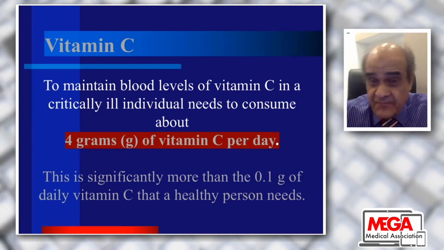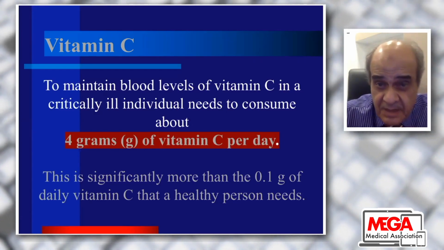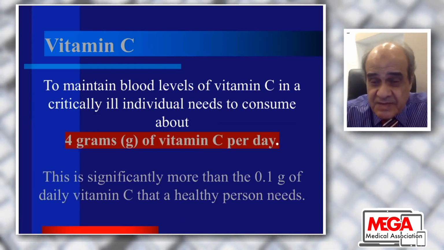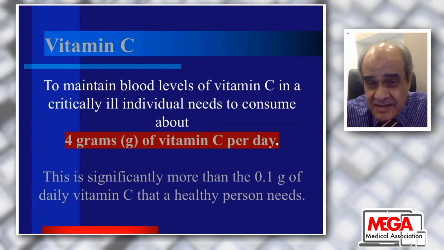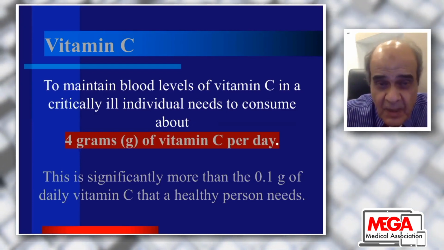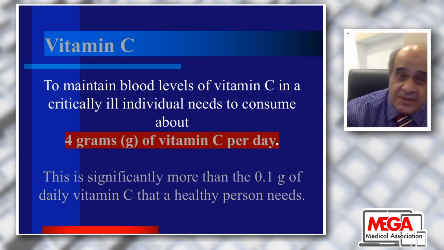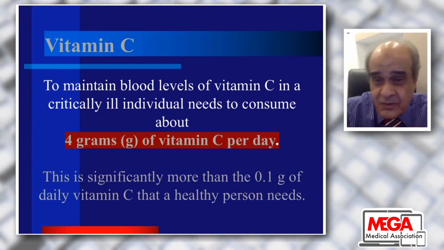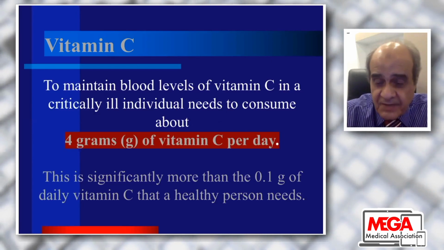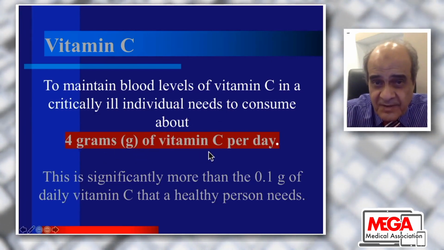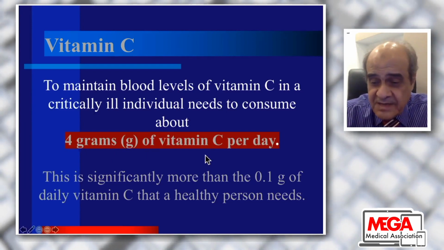We give vitamin C in addition to thiamine and hydrocortisone, which potentiate the vasopressors and even hasten recovery from the requirement for vasopressors. So it is very important. But normal persons need only 0.1 gram daily of vitamin C. Critically ill patients need a high dose of vitamin C, but take care of side effects like renal stones and so on.